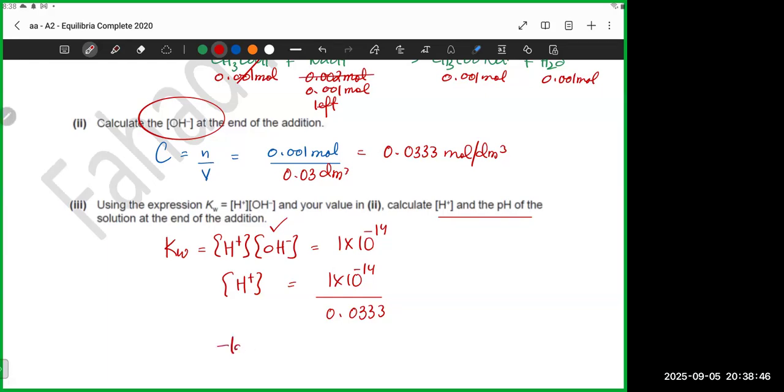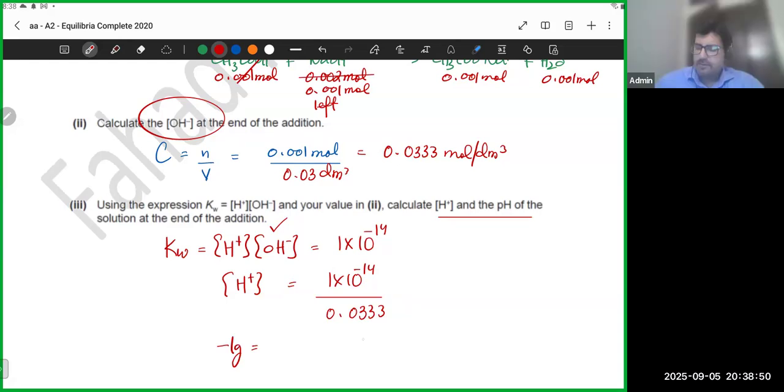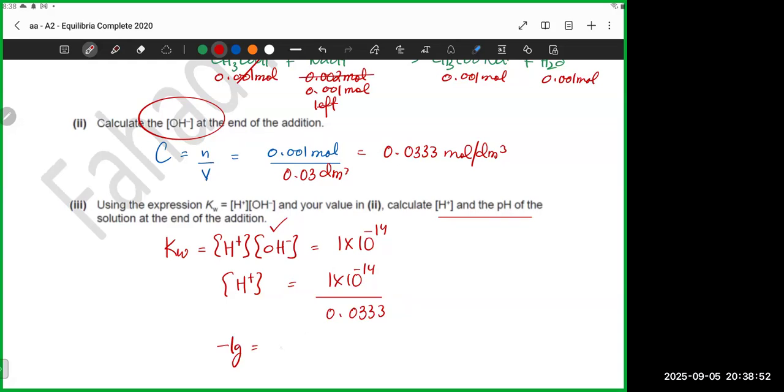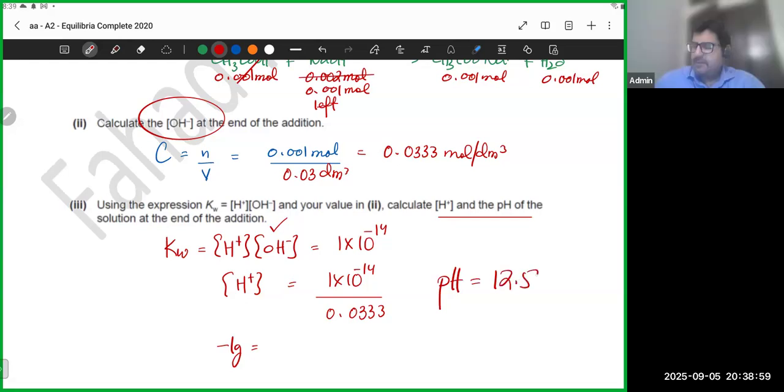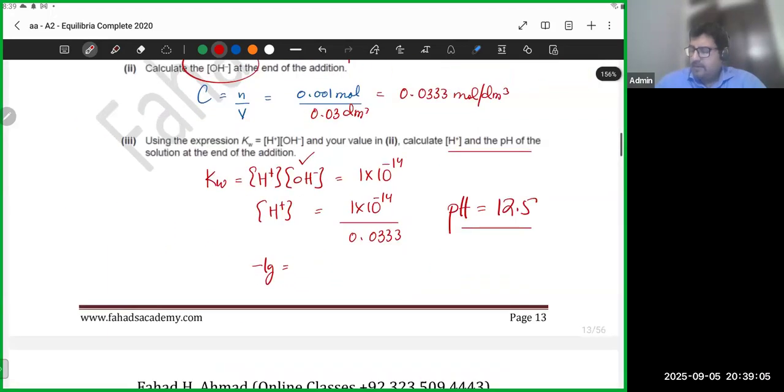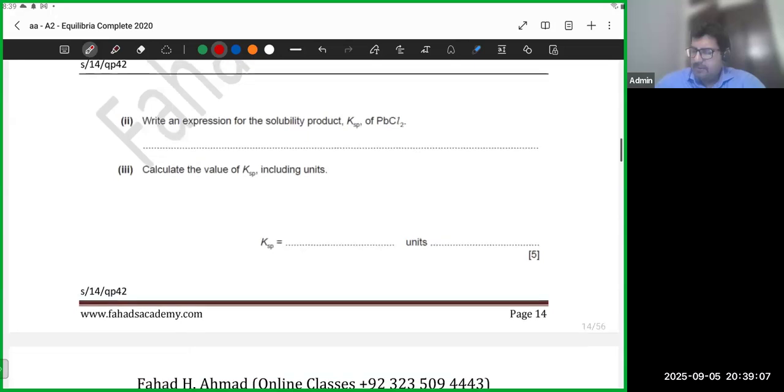times 10 to the power of negative 13. And what's the pH? pH 12.5. So pH is 12.5. Okay, this one was a slightly different question. They were just asking you to calculate the pH. We haven't done the sketches yet, so I'm going to ignore that.